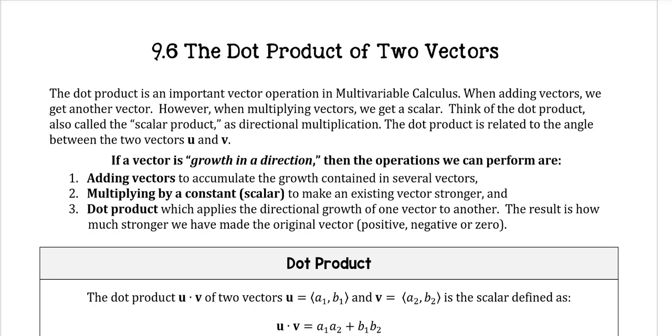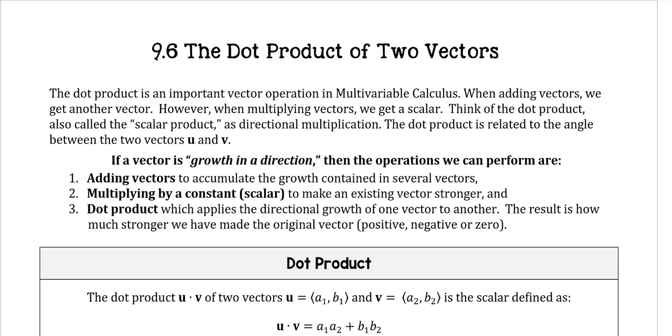Lesson 9.6, the dot product of two vectors, Part 1. The dot product is an important vector operation in multivariable calculus. And you're using multivariable calculus because we're having equations in multiple variables. So when we're talking about vectors, we're talking about variables in the x and y direction.